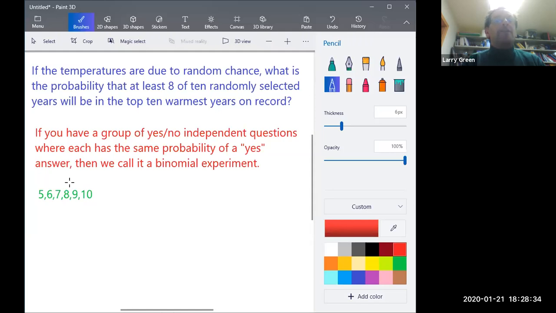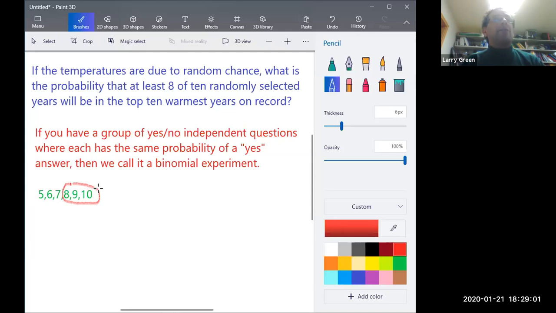No. Can a 21-year-old go to the bar? Yes. 21 and up can go to the bar, right? That's the "at least," because hopefully you're all familiar with that sentence: you must be at least 21 to go to the bar. So I'm going to circle all the numbers I'm interested in, the at least 8, which are 8, 9, and 10.